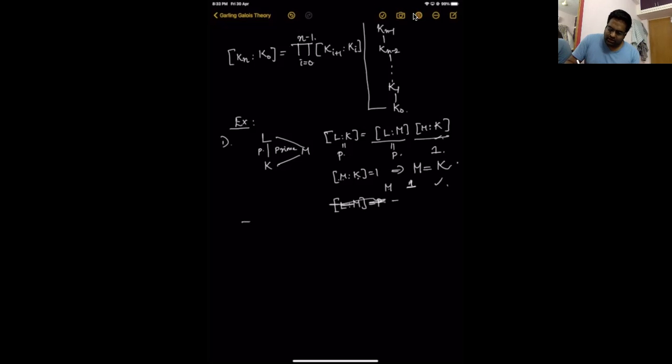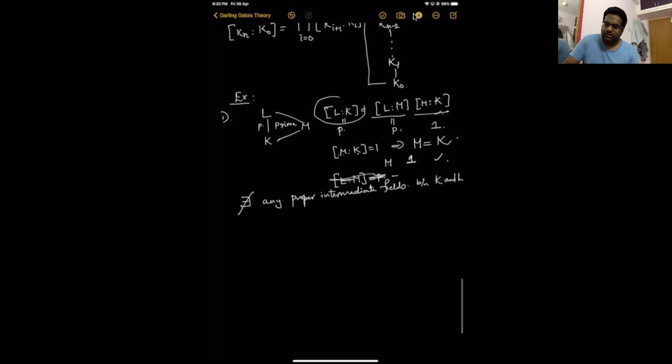So this implies there does not exist any proper intermediate fields between K and L. The moral of the story is, by just looking at the degree, we are able to learn something about the extension. The degree is a number. By looking at a number, you can conclude that this extension cannot have any proper intermediate subfields. So this is how we are going to use these notions to understand the extensions.